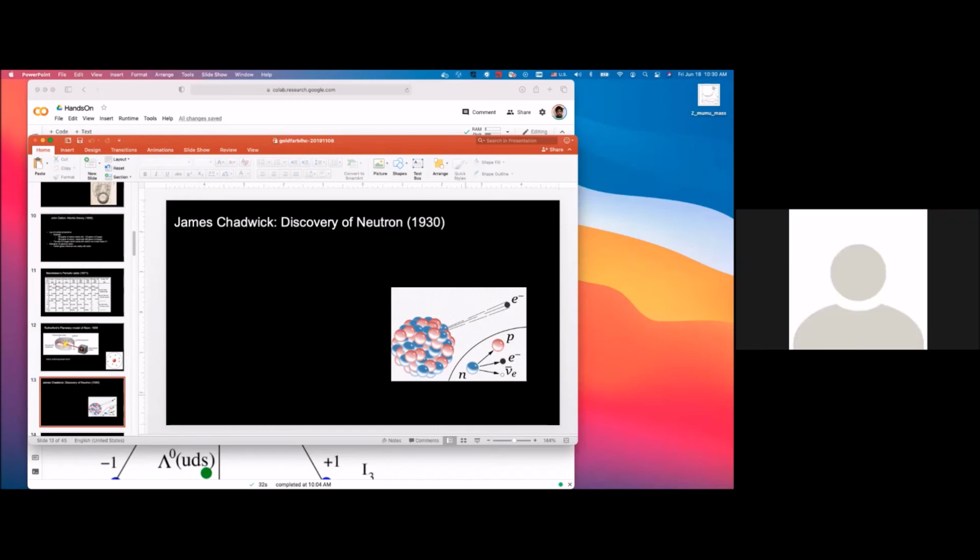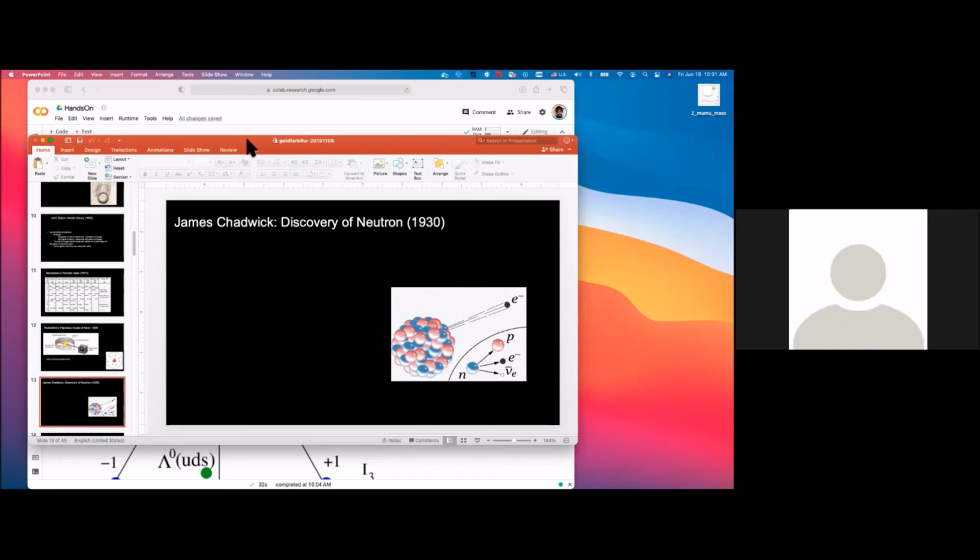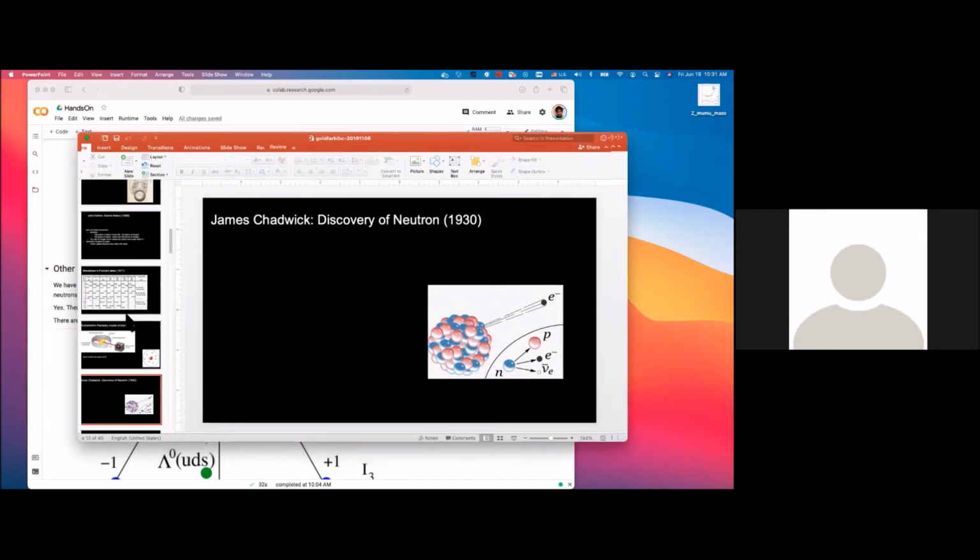Sir, we say matter is made up of atoms, right? Yes. In matter, like a solid, atoms are tightly packed, right? So how are they tightly packed? Yeah, that's a good question. I don't have anything to illustrate this.